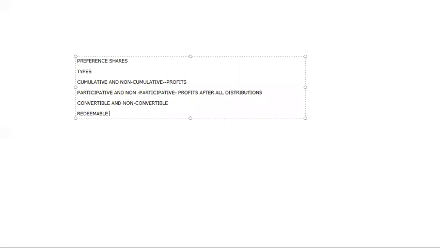They will not issue, because the nature of preference shares is that it must not stay in the organization beyond 20 years.